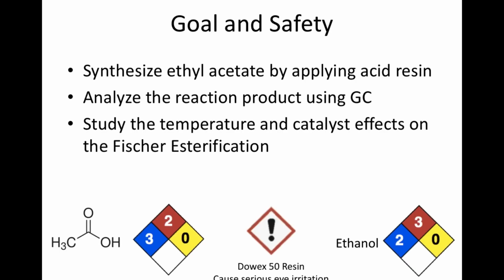The goal of this experiment is to synthesize ethyl acetate from ethyl alcohol and acetic acid at various conditions. The synthesized ethyl acetate is analyzed using gas chromatography. Temperature study and effect of catalyst will be evaluated.